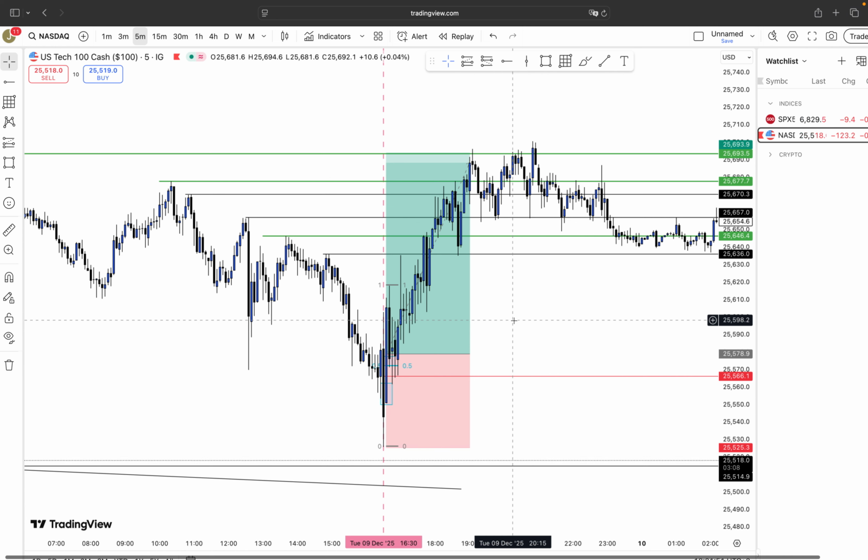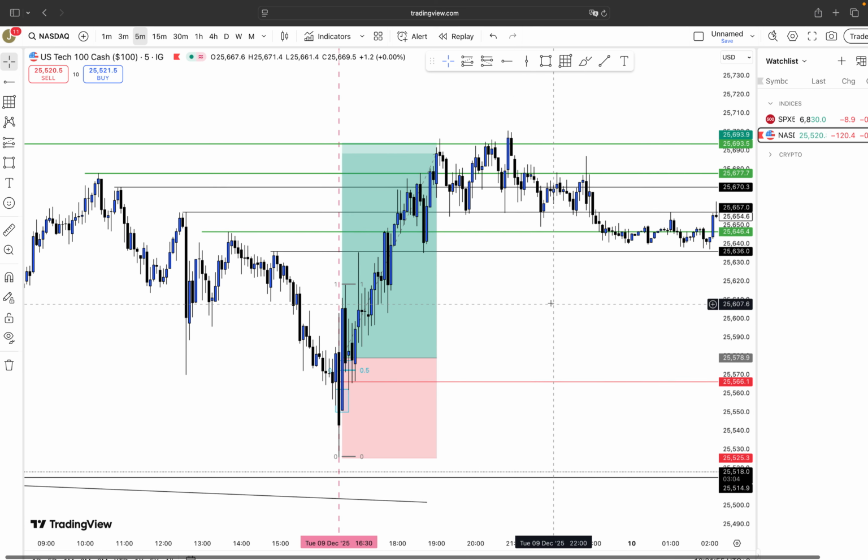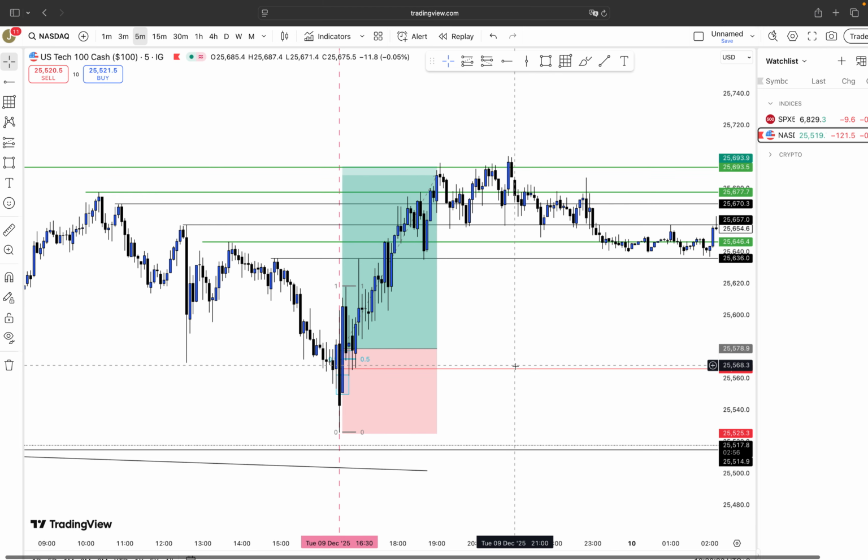Yesterday when I took the trade, yesterday's price action was a very, very good example of smart money concept.